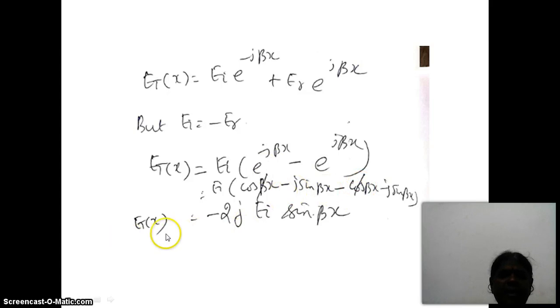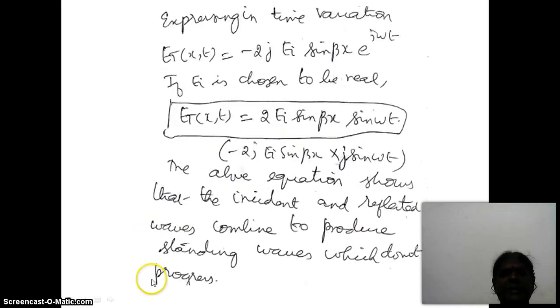So we have ET of x as minus 2j EI sin beta x. So this is the expression of the resultant wave in the case of reflection by a perfect conductor. Similarly, this is with respect to time variation. So ET of x comma t, when you add a time variable, ET of x comma t equal to minus 2j EI sin beta x into e power j omega t. So with regard to time, it varies exponentially.